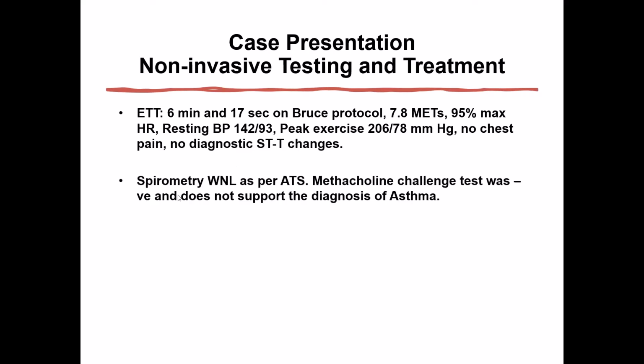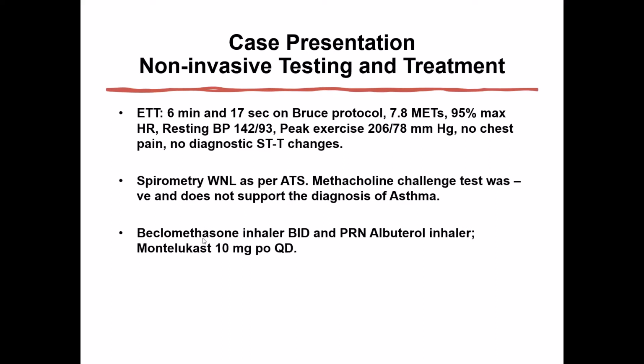Then she had spirometry, which was reported as within normal limits as per ATS. And then they went on to do a methacholine challenge test to make sure that she doesn't have asthma. And that was reported as negative, and it did not support the diagnosis of asthma. But still, they gave her a beclomethasone inhaler, a PRN albuterol inhaler, and also Singulair, montelukast, and started treating her as possible asthma. And then they sent her to me.